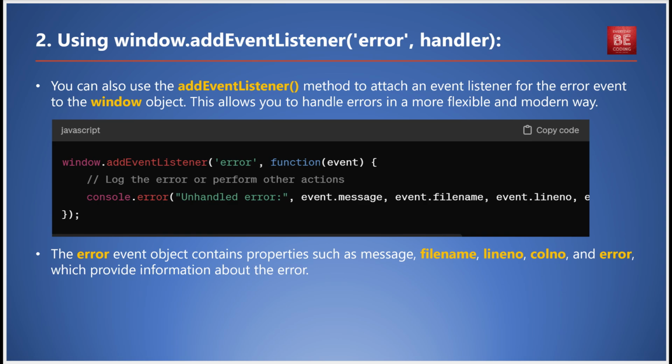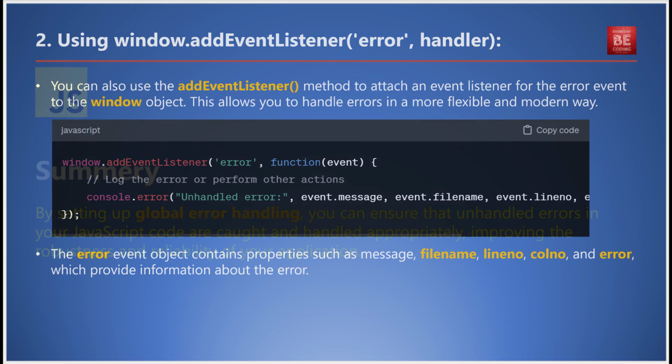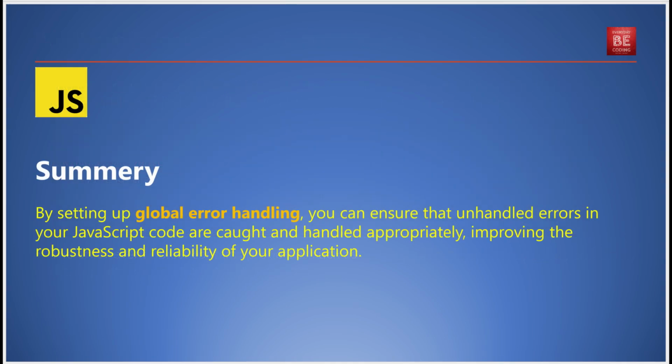window.addEventListener('error', function(event)). The error event object comes with properties such as message, filename, lineno, colno, and error, which provide information about the error. So there you have it. Setting up global error handling in JavaScript. By implementing this, you can catch and handle any unhandled errors in your JavaScript code. This not only improves the robustness of your application, but makes it more reliable. So go on, give your application that extra layer of protection it deserves.